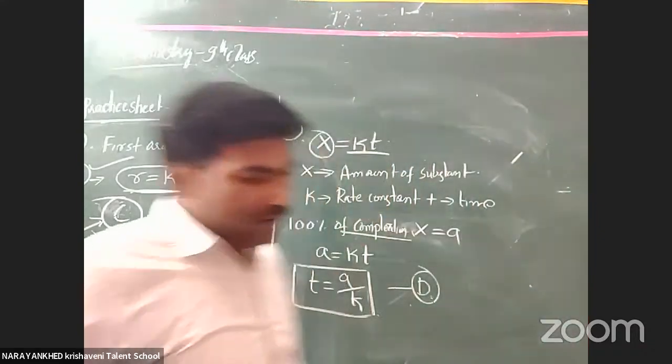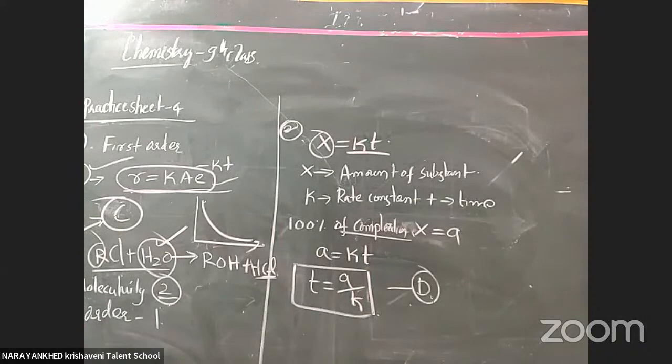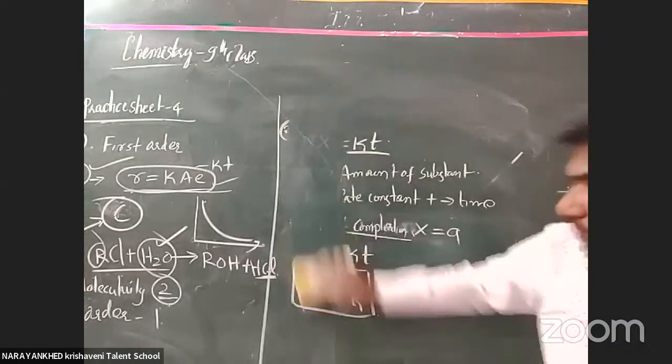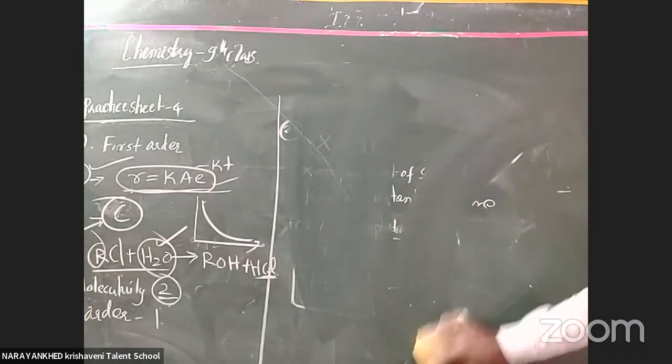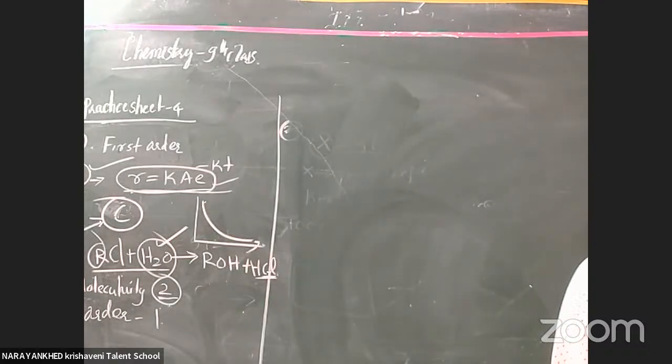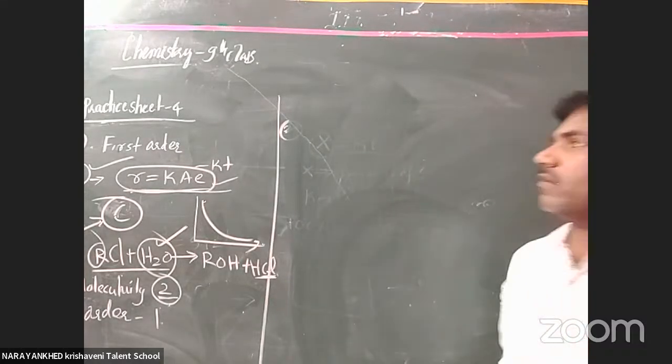Next, level 1 is completed. This is level 1, not single track. Now we'll go with the level 1 questions. All the students complete up to here. Next, level 1.